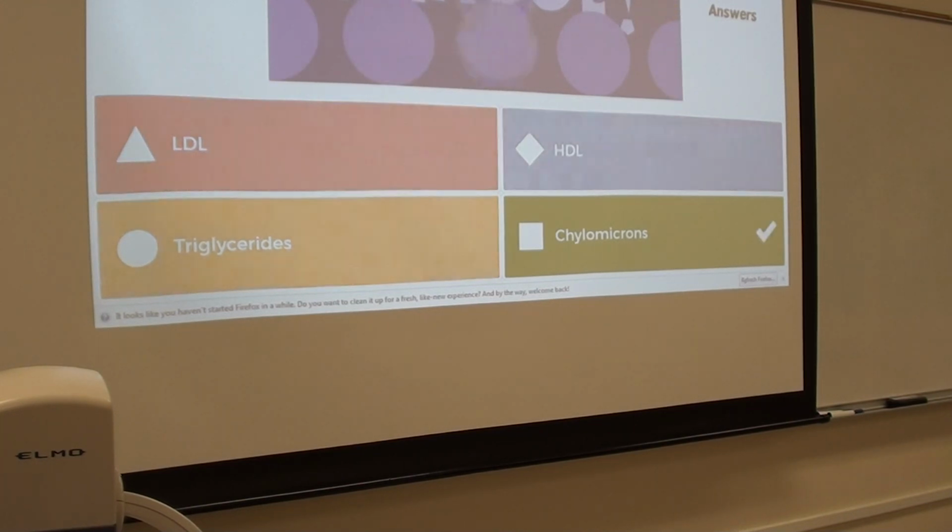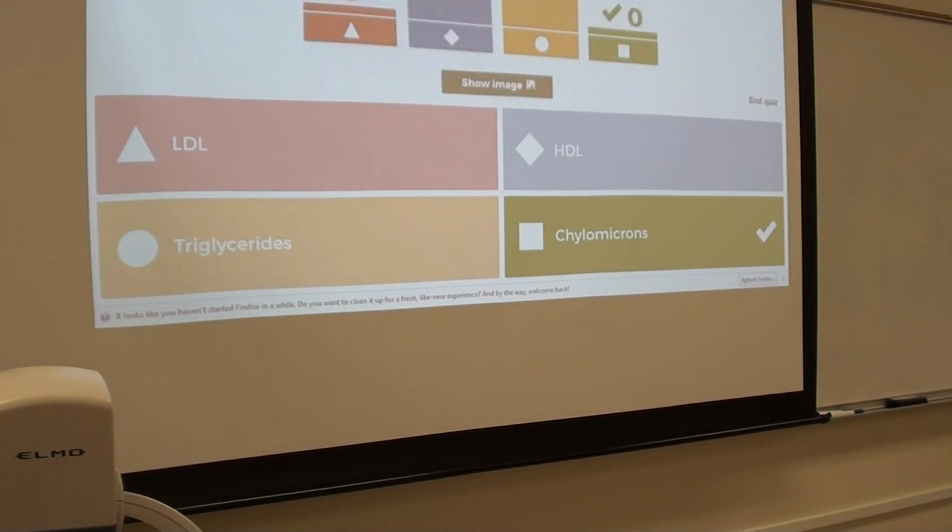So it's LDL, triglycerides, HDL, or chylomicrons. And actually, nobody picked it. It's chylomicrons because triglycerides, LDL, and HDL are all produced from endogenous fat. Endogenous fat is fat that your body makes. So when you eat a meal, your fat that's from that meal is going to first form into what? It starts with an M.